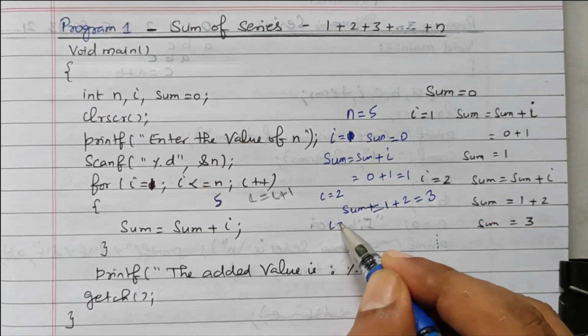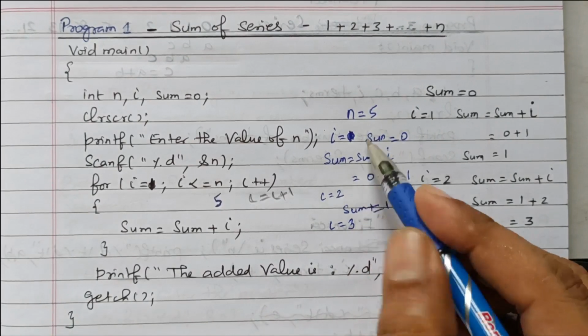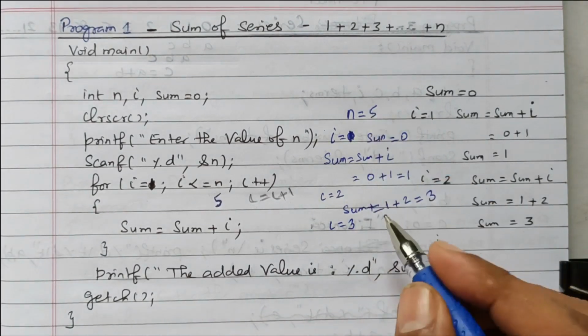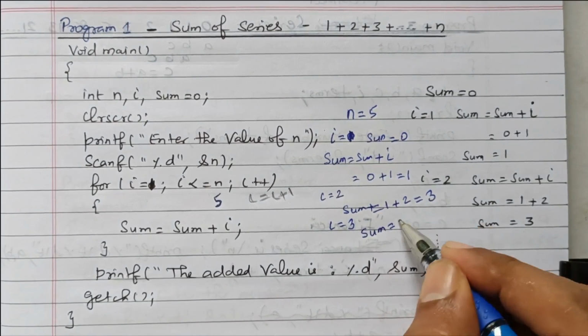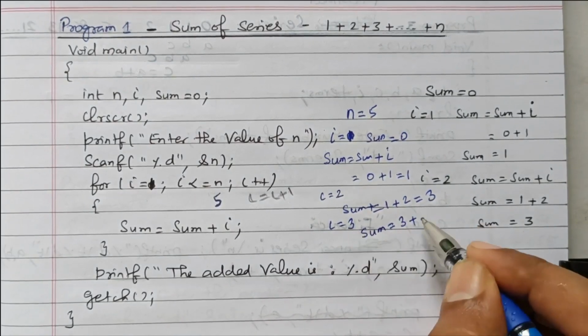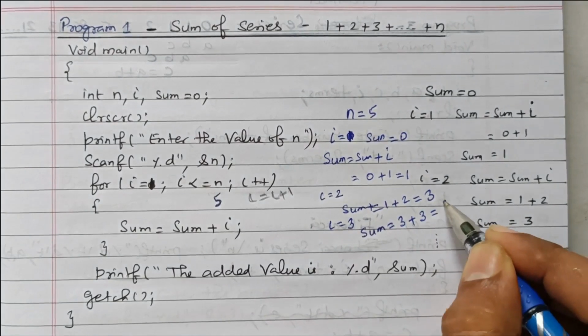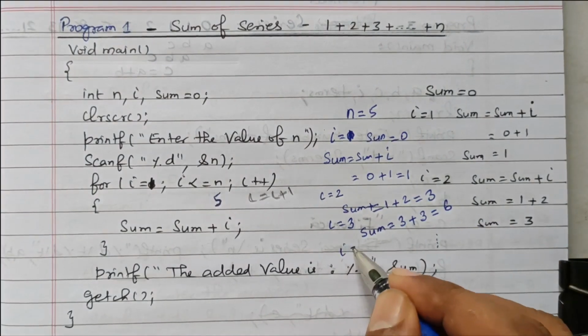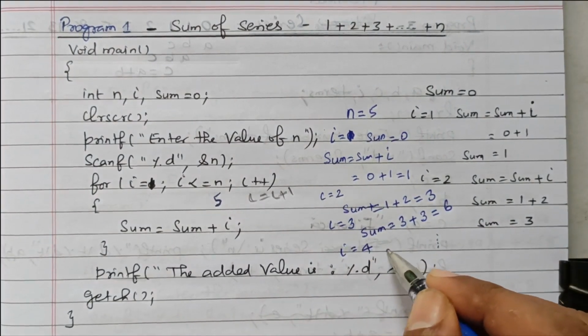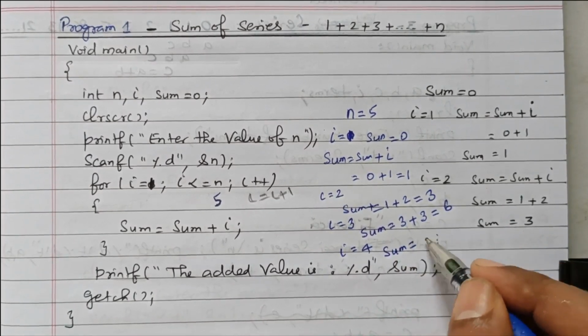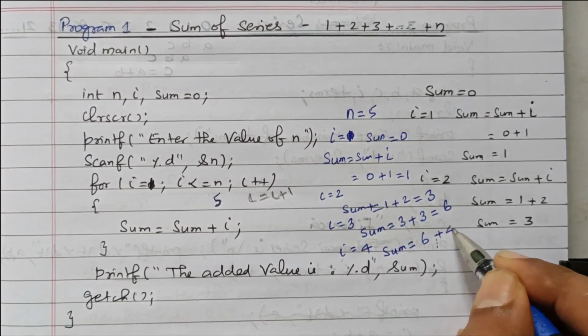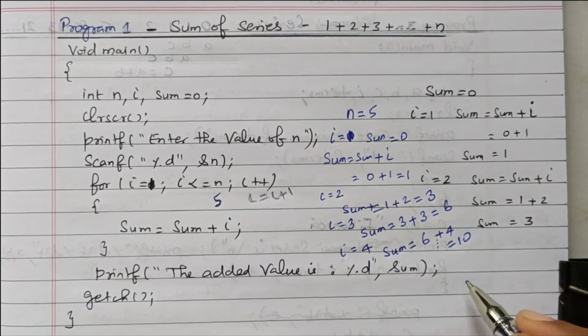So 1 plus 2, it becomes 3. Right. Now I becomes 3, incremented. This condition is satisfied. I is less than or equal to 5. So that sum equal to sum plus I. Sum is now 3. 3 plus now I also 3. 3 plus 3, 6. Now I equal to 4. Incremented to 4. Sum equal to sum plus I. Now the sum value is 6. So 6 plus 4 equal to 10.